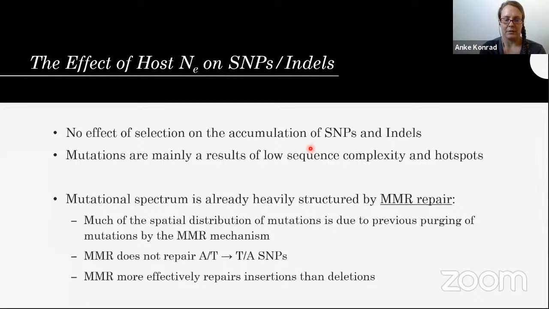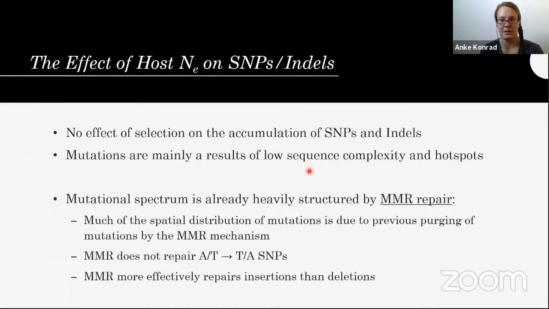So what is the effect of NE on SNPs and indels? There is none. The mutations are mainly a result of low complexity sequence and hotspots. And there's actually one more story that we were looking at, and this is in a review. Just based on time, I'm not going to go into detail. But what is interesting is when we looked at mismatch repair deficient lines of the essentially same C.